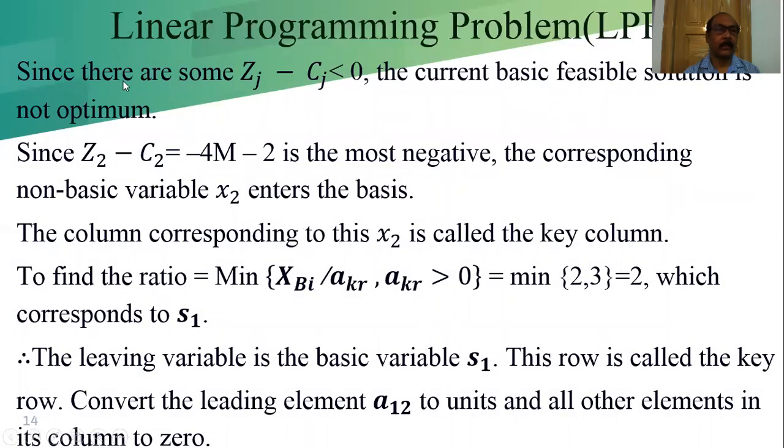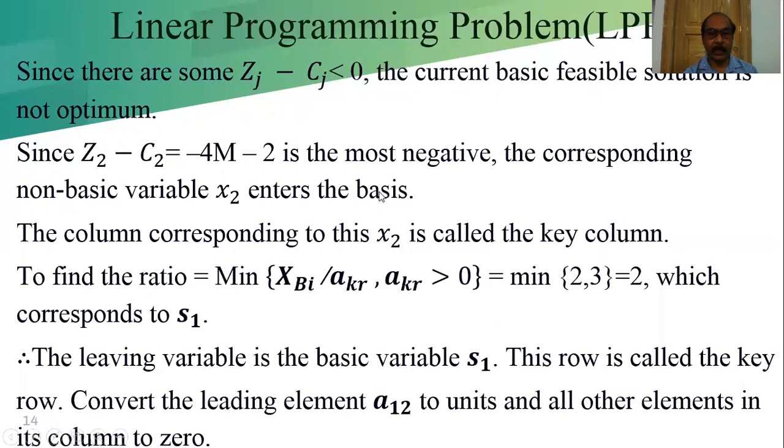Since there are some Zj minus Cj less than 0, the current basic feasible solution is not optimum. Z2 minus C2 is equal to minus 4m minus 2, which is the most negative. The corresponding non-basic variable x2 enters into the basis. Already discussed, the column corresponding to x2 is called the key column. Find the ratio.